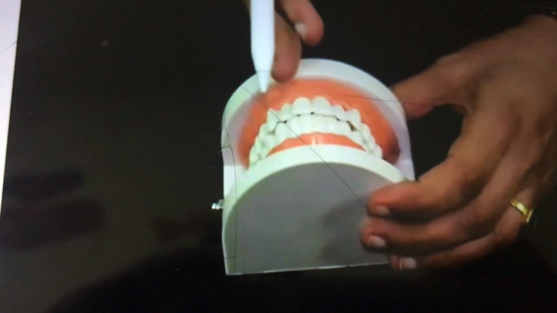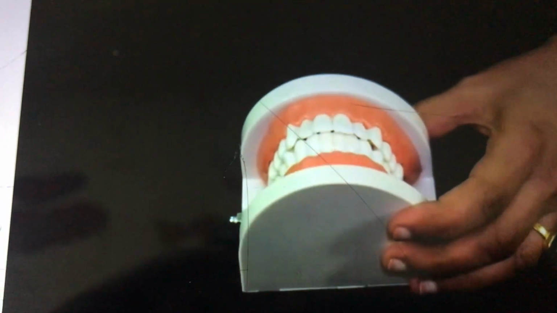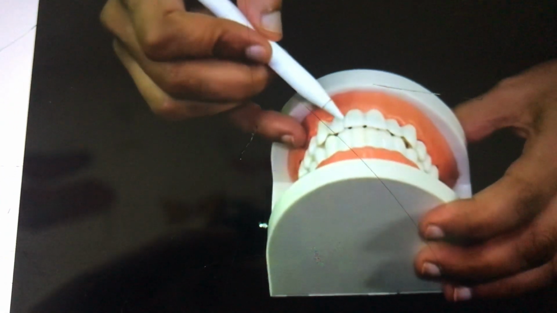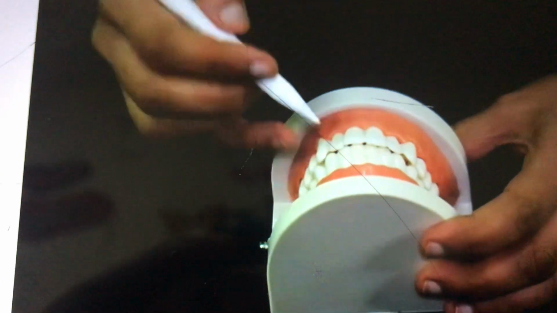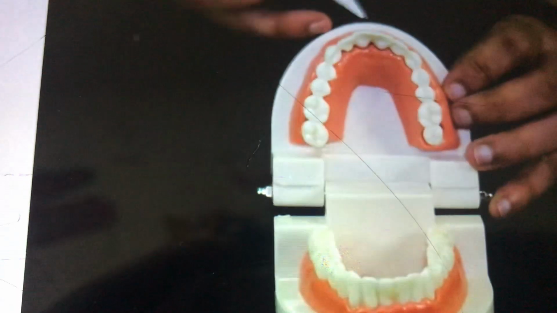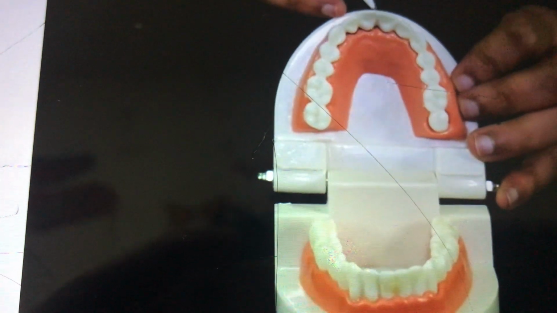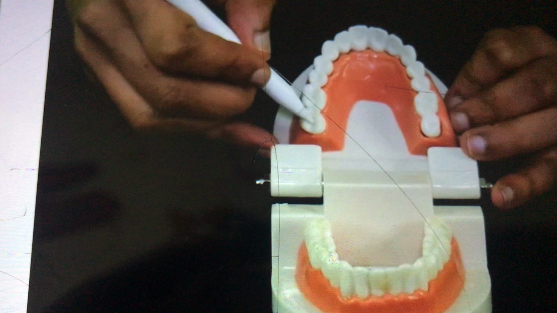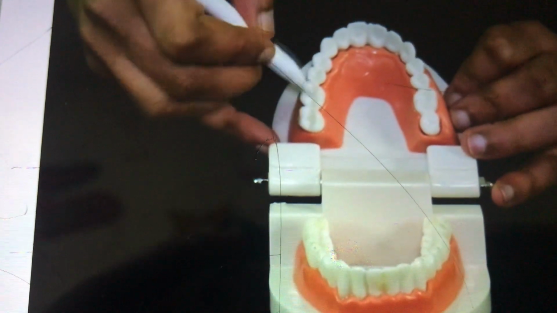Now when you draw a midline here, the surface which is closer to the midline of that particular tooth becomes your mesial surface, and the surface which is away from your midline becomes your distal surface. When you look at the functional edge for anteriors, this is your incisal edge, okay, for all your anterior teeth, and for posterior teeth, this becomes your occlusal surface.